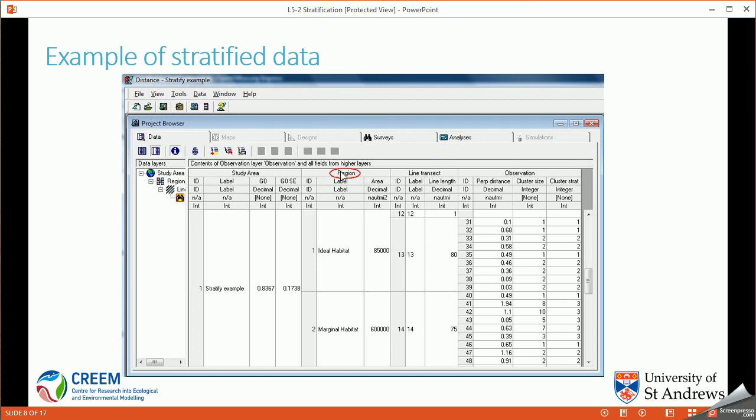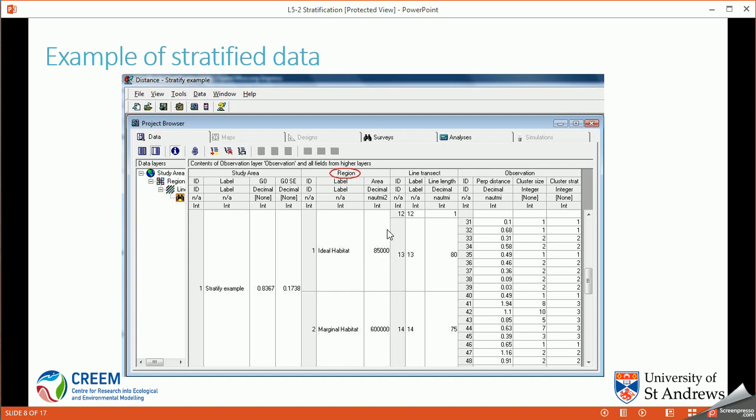And the key thing here is the region. So region is stratum in this case. And what's visible here is we have two regions. We've got something we've called an ideal habitat region, and then a marginal habitat region. The ideal habitat region is 85,000 square nautical miles, so this is the A1. And this is 600,000, so this is A2.